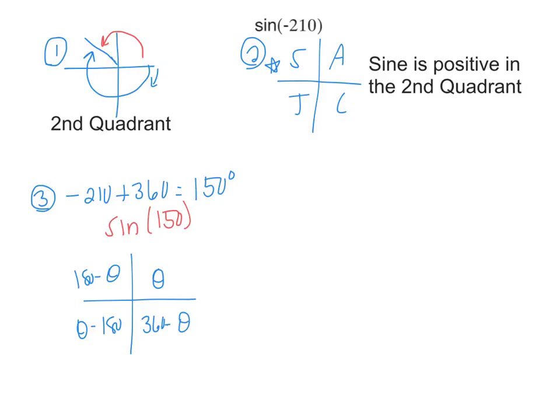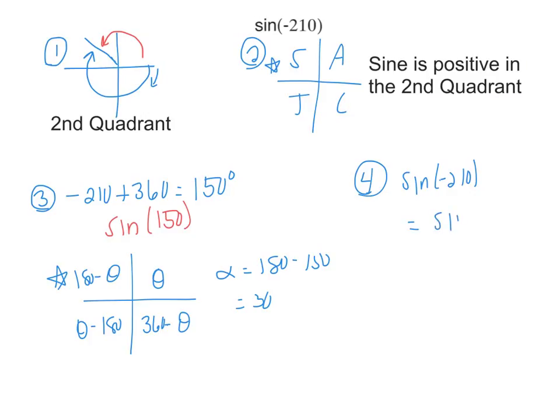Okay, so in finding our reference angle, 150 or negative 210 is in the second quadrant, so we're going to be using this formula to find it. Our reference angle alpha is equal to 180 minus 150, which would be 30 degrees. So that means we are trying to find sine of negative 210, which is equal to a positive sine, we found that at number 2, of our reference angle, which was 30 degrees. So sine of negative 210 is going to be the same answer as finding sine of 30 degrees.